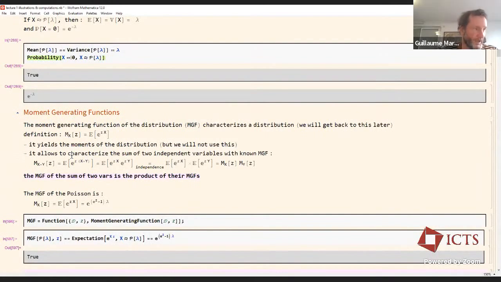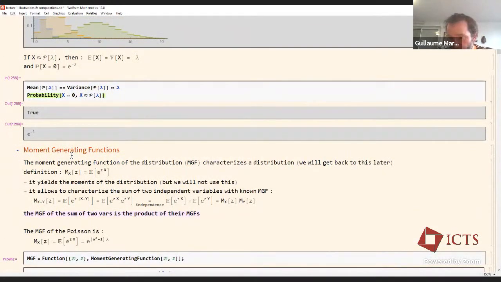Now, a crucial tool in stochastic demography and in probability is a tool that is almost not studied, at least I didn't have it as a student in biology. And I think it's a pity because although it's a kind of exotic tool, it's in fact simple once you accept to use it. And it's called moment generating functions.